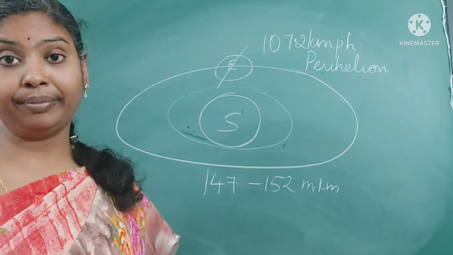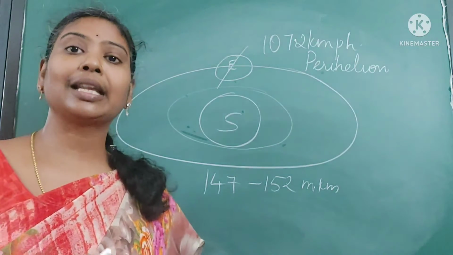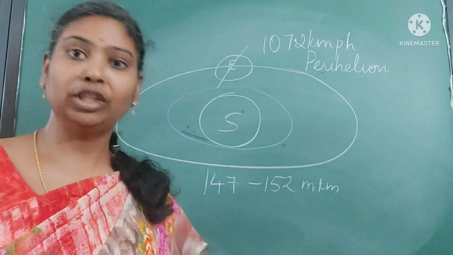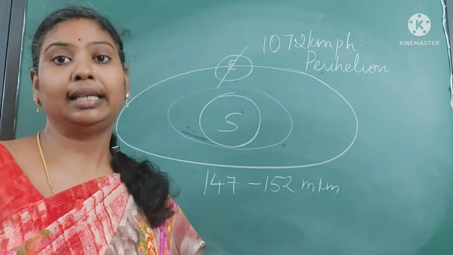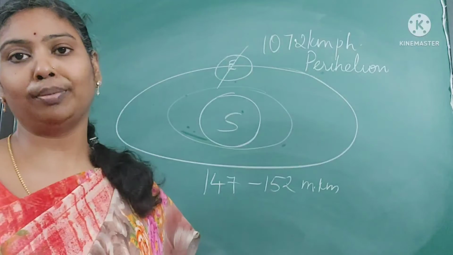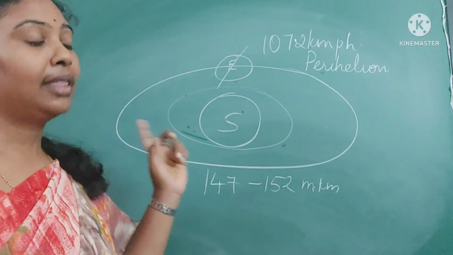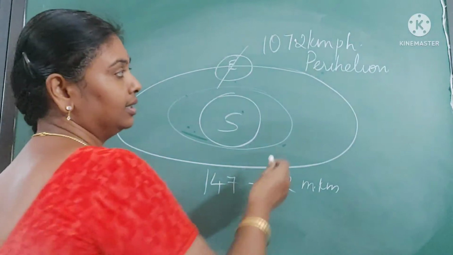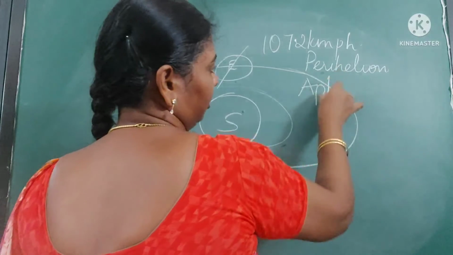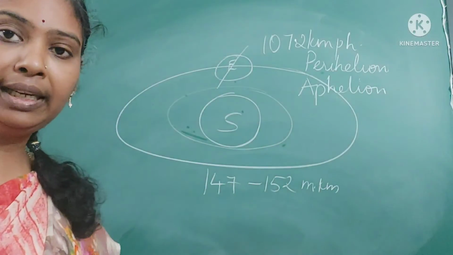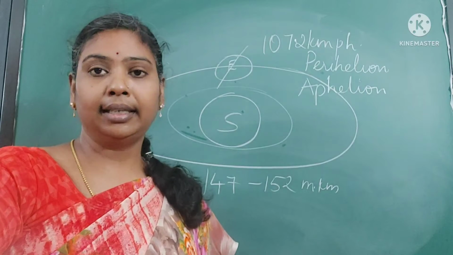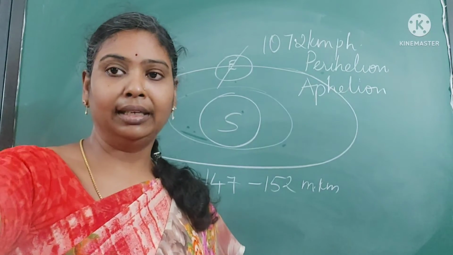And in July, the earth is far off from the sun. On July 4th, the earth is at its maximum distance from the sun. So at that time the earth is at aphelion. The earth is at aphelion.